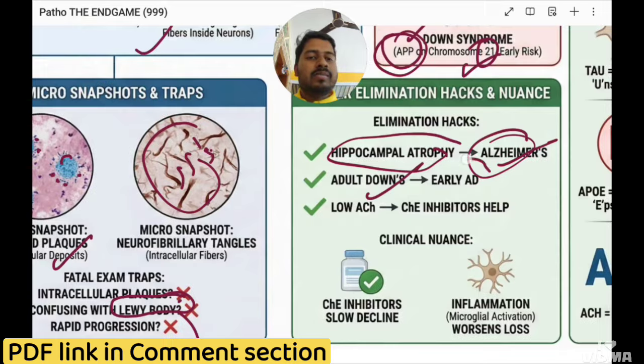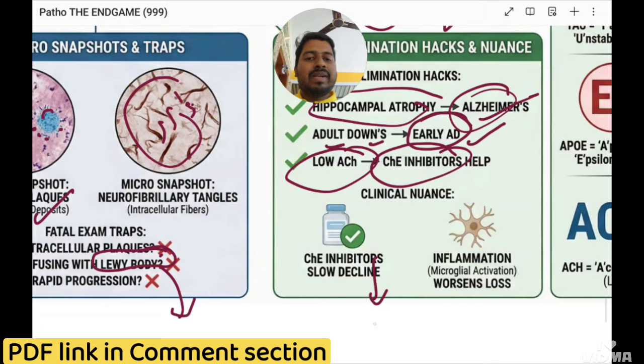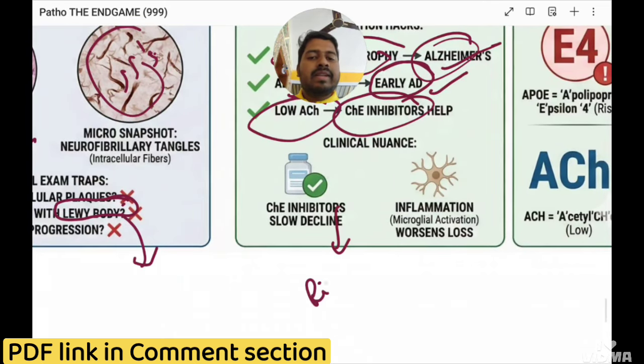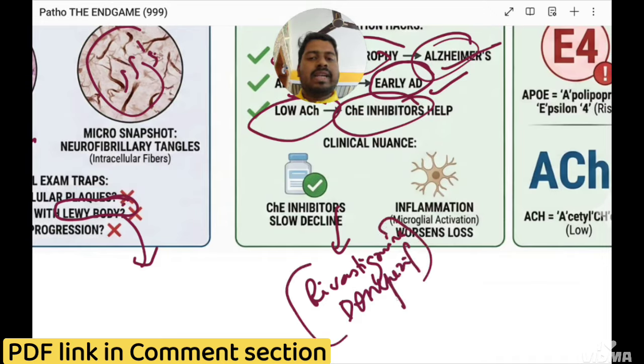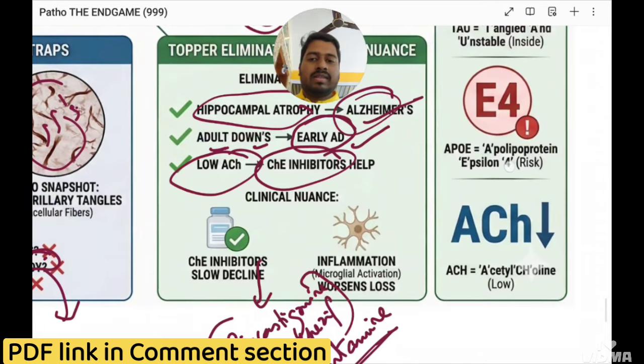In an adult patient with Down syndrome, suspect early onset Alzheimer's, and low acetylcholine is related. That's why acetylcholinesterase inhibitors are shown to be beneficial in Alzheimer's disease. Examples include rivastigmine, donepezil, and galantamine. These are some acetylcholinesterase inhibitors which we are using in Alzheimer's.